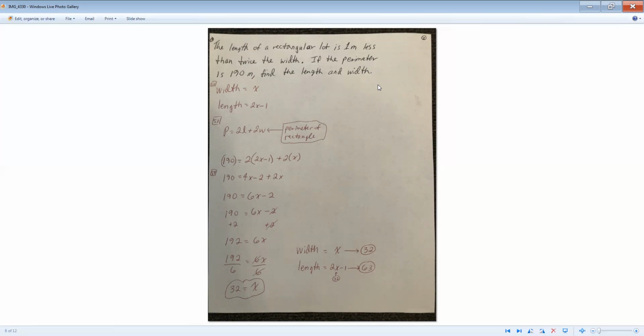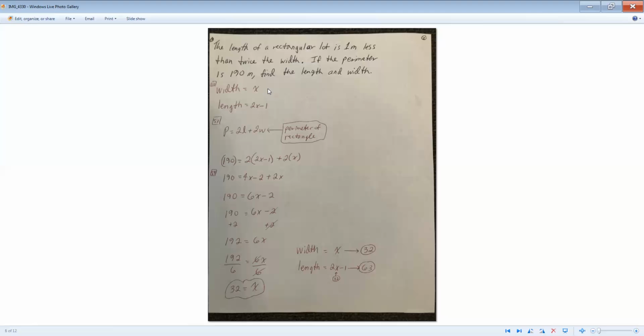So we're looking at the rectangular lot, and we're dealing with the perimeter of the rectangular lot. So we would be looking at the perimeter formula, P equal to 2L plus 2W for the rectangle. So first thing we look at, do we have an algebraic representation for the width and the length? So we have the length of a rectangular lot is 1 meter less than twice the width.